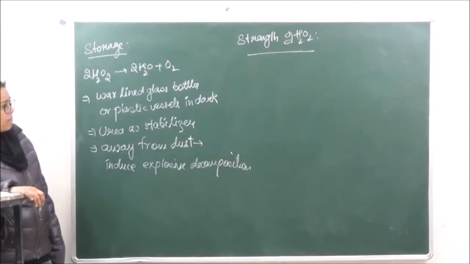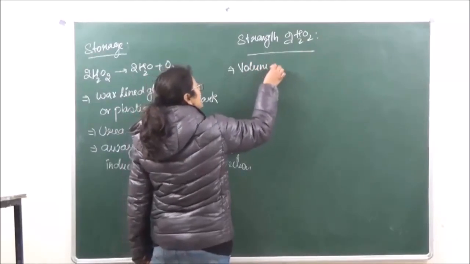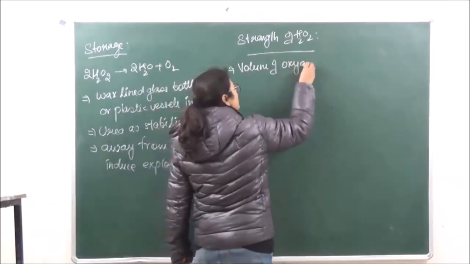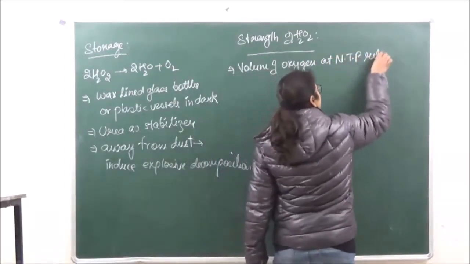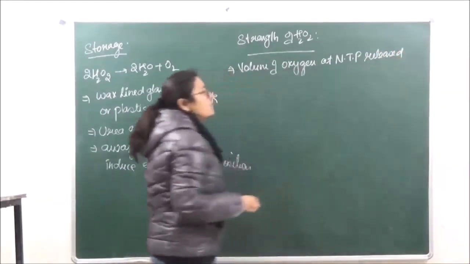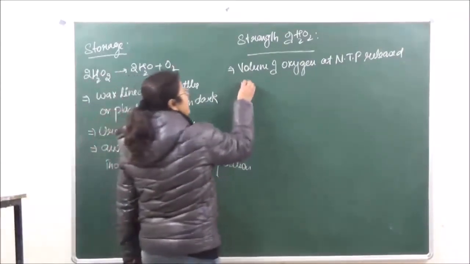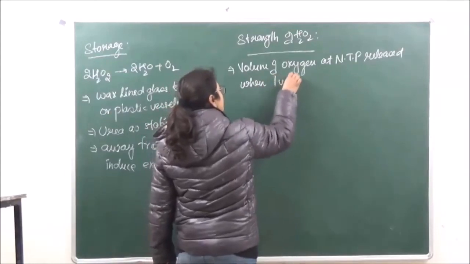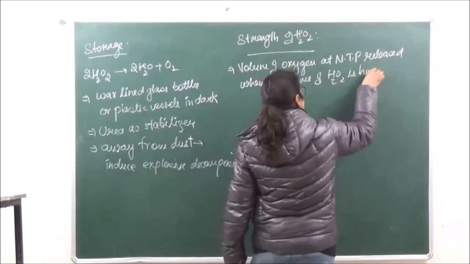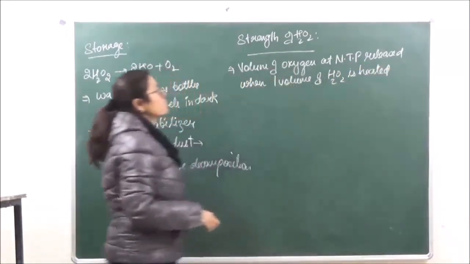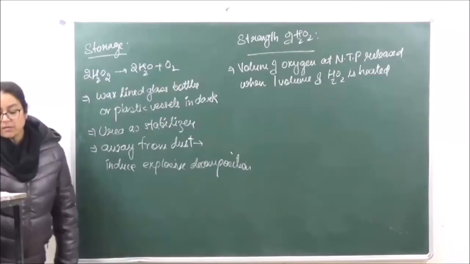So what is strength over here? It is the volume of oxygen at NTP which is released when 1 volume of hydrogen peroxide is heated. So this can come in the form of a definition also. What do you understand by strength of H2O2, for the subjective questions, and for objective you can get a numerical.